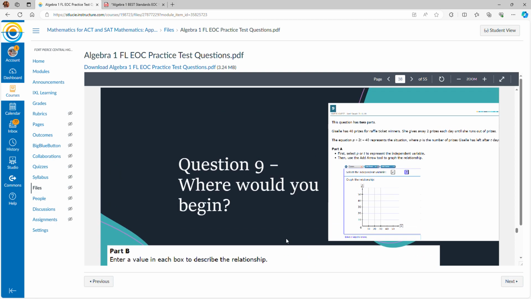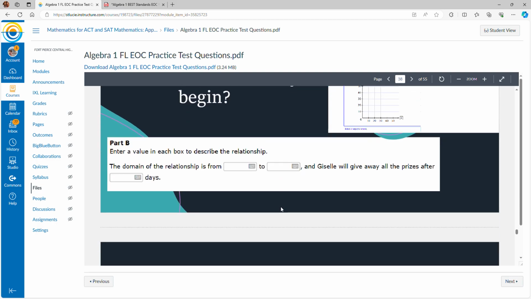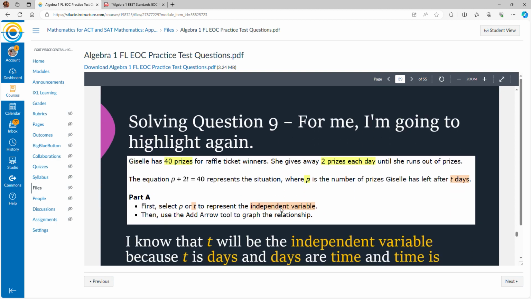How would you start to solve this question? For me, I'm going to highlight my keywords again. Giselle has 40 prizes for raffle ticket winners, gives away 2 prizes each day. P is the number of prizes. T is the amount of days. Part A, select your independent variable.